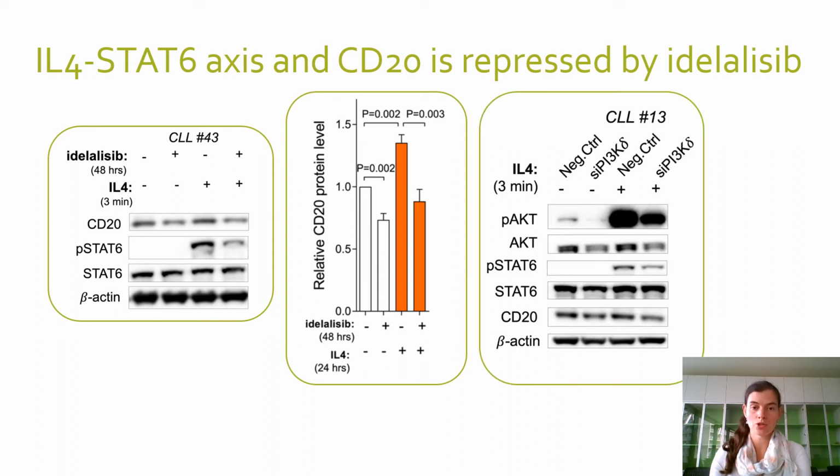We have also shown that silencing of PI3K by siRNA also leads to the same phenotype, which is nicely shown in decreased STAT6 phosphorylation and also CD20 levels. This demonstrates that the specific on-target effect of idelalisib is probably the reason why the phenotype is appearing. Altogether, the data demonstrate that PI3K delta inhibition by idelalisib interferes with CD20 transcriptional activation by the interleukin-4 STAT6 axis.